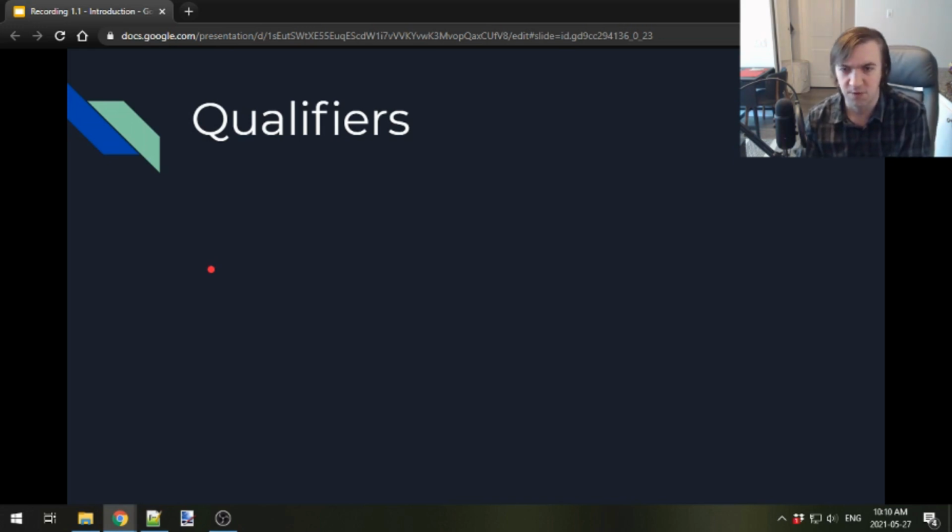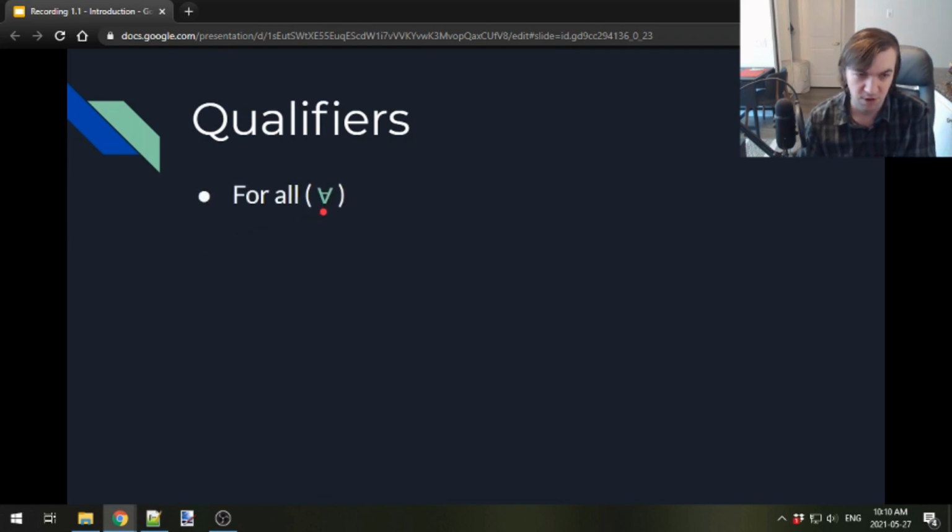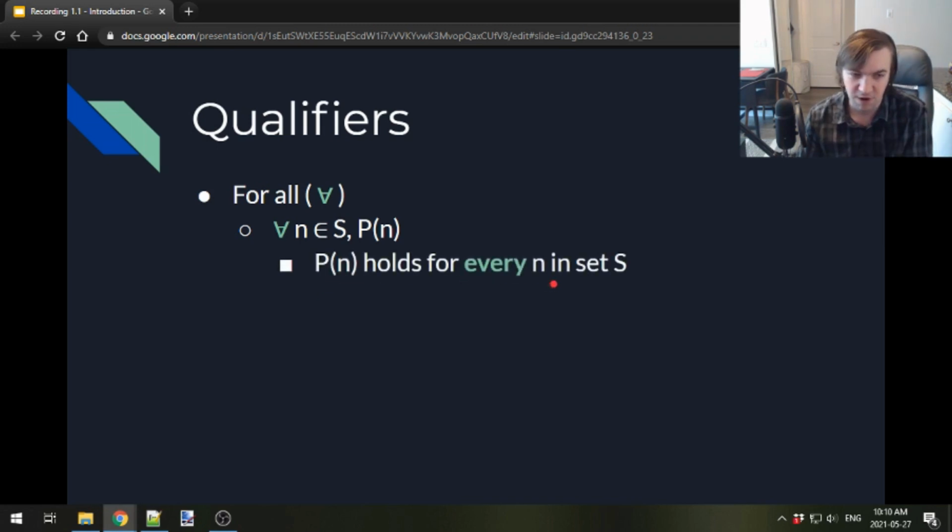Qualifiers are something that we'll also need to tie into our predicates, because so far we've been kind of loose about what happens with the input to these predicates, but it really does matter where our predicate is defined, and that's where qualifiers come into play. The first of these is "for all," the little upside-down A. You might see something like this: for all n in some set S, P of n, meaning P of n is true. What this means is that for every element n in our set S, our predicate P of n holds true.